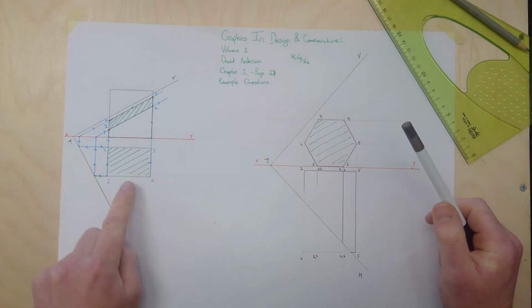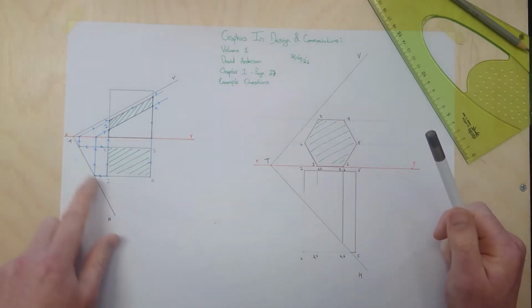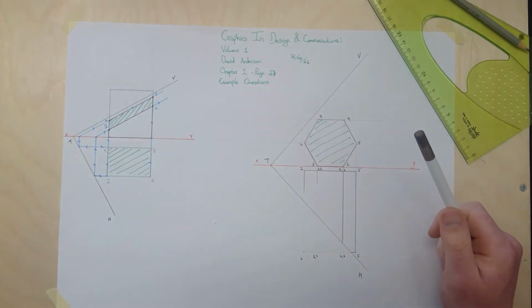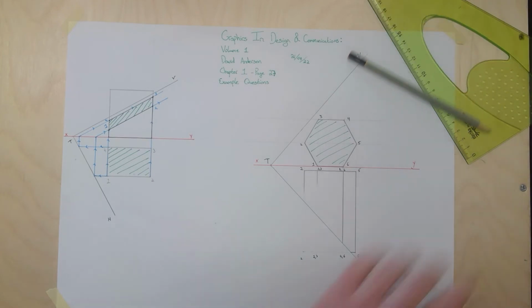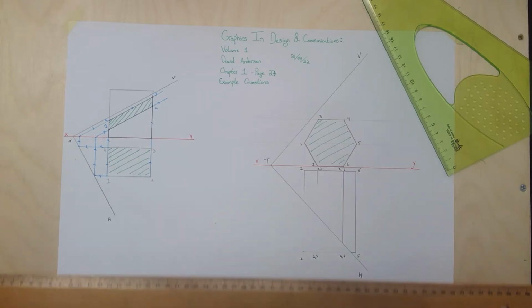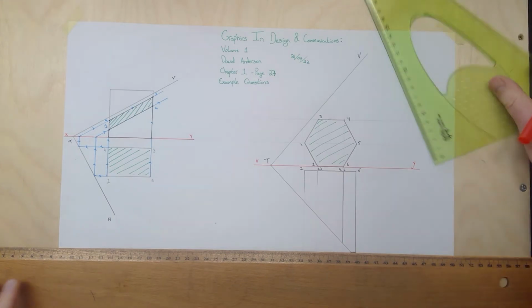So in our first example, we came straight across till we hit our HT, straight up to our XY line, and parallel and bring our points up. We're doing the exact same thing, but the other way around. So our first step is bring your point in your elevation straight across until it hits your XY line.